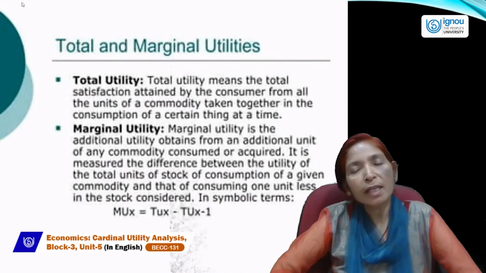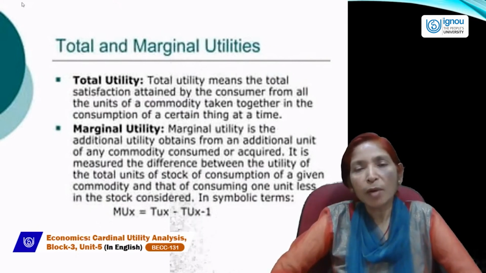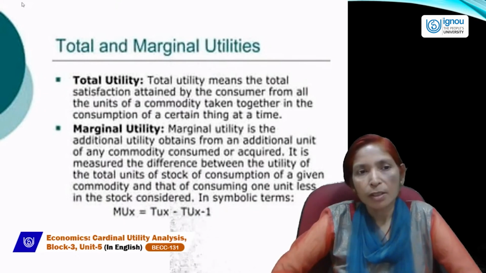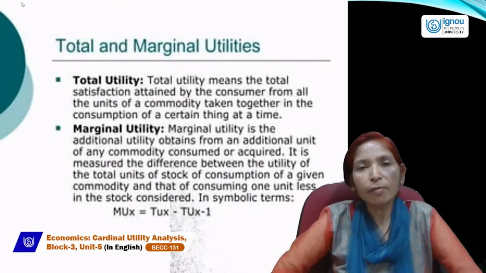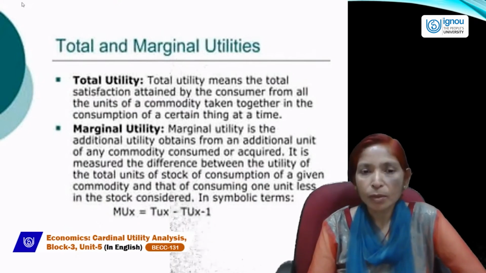In other words, we can say that total utility is the summation of marginal utility. TU is equal to sigma MU. Sigma is summation, M is marginal, U is utility. So total utility is the summation of marginal utility. Now next is marginal utility.